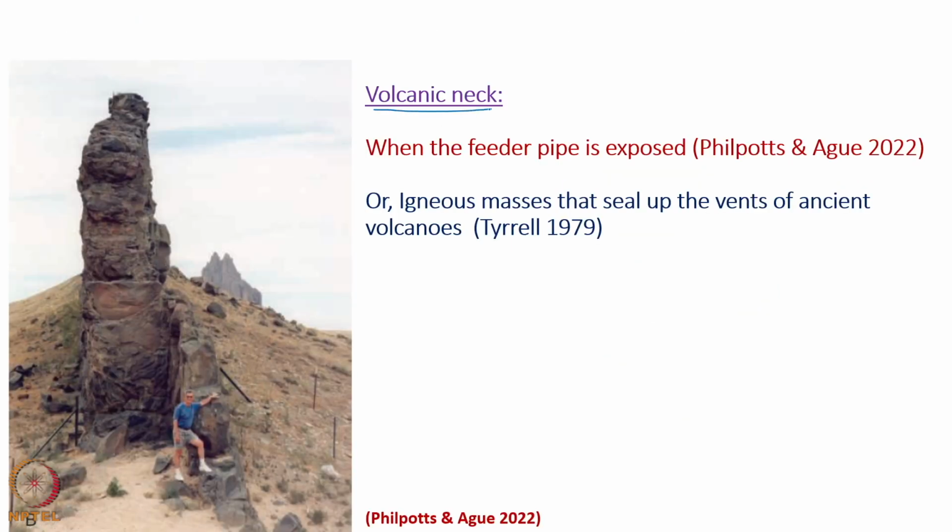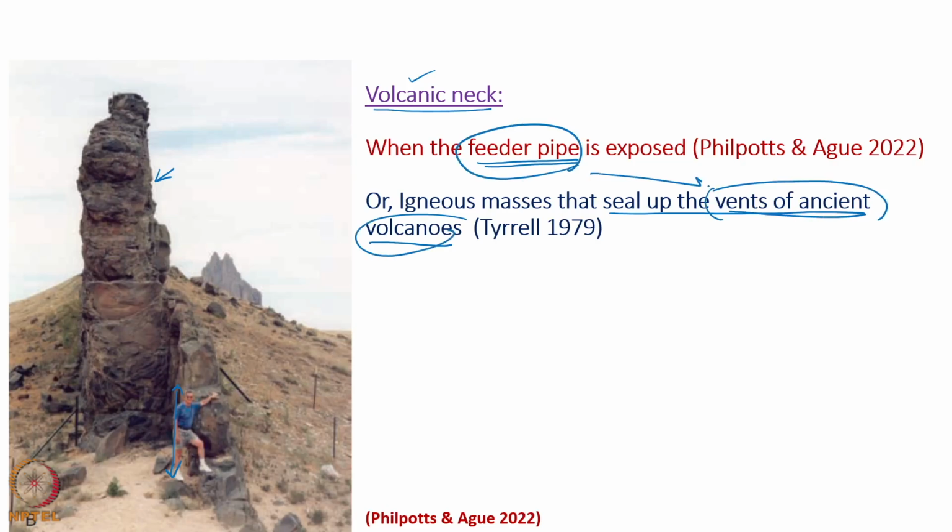What is a volcanic neck? When the feeder pipe, the pipe through which the molten material was moving, is exposed, such as this one, it is quite tall. Here is a man for scale. We can define volcanic neck in another way, that is, igneous masses that seal up the vents of ancient volcanoes. The vents of ancient volcanoes here can be equated with the feeder pipe. They are usually more resistant to erosion. So, in this case there were rocks in the surrounding long back, but they got eroded, and what is left is only the volcanic neck.